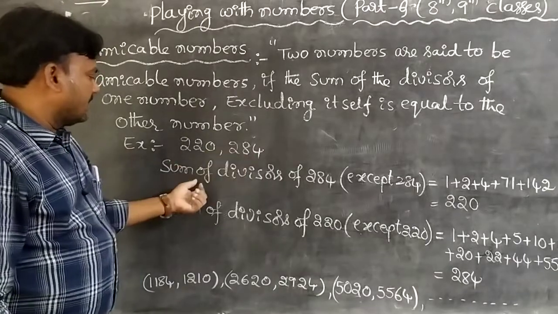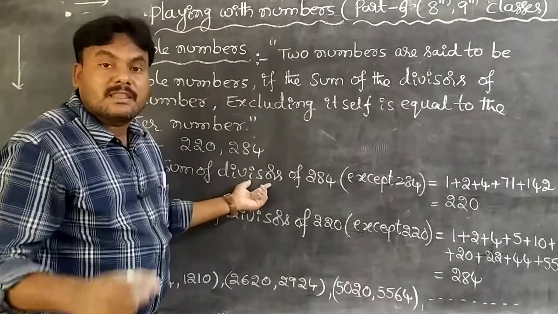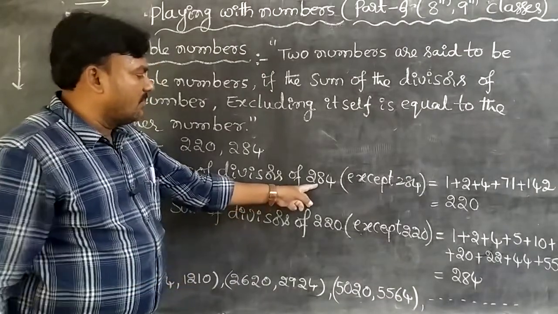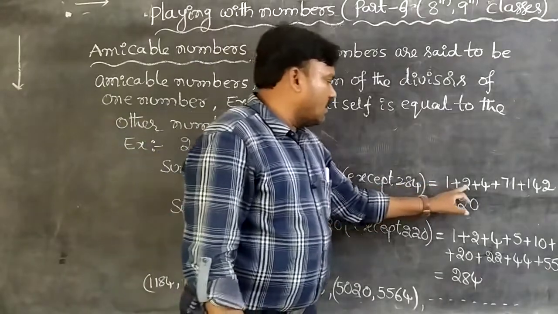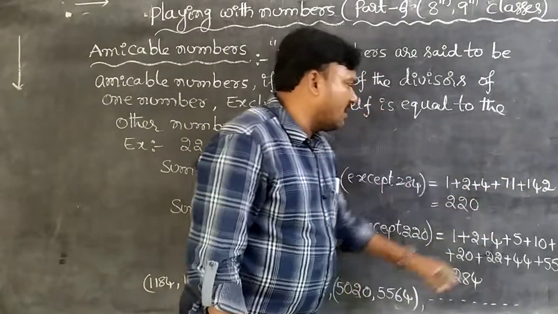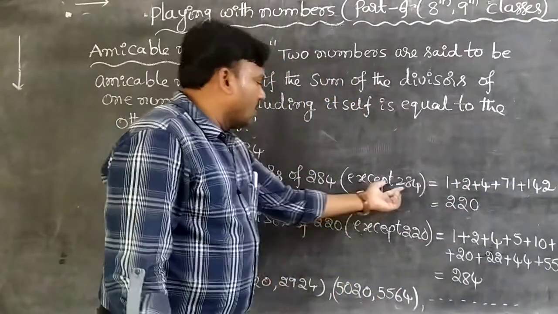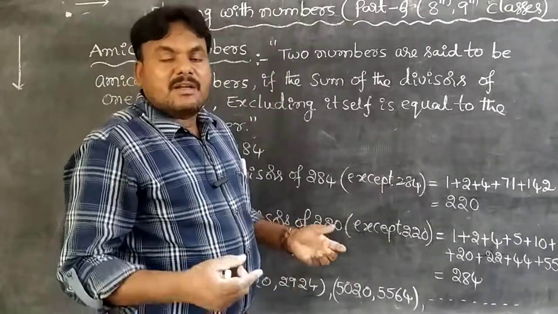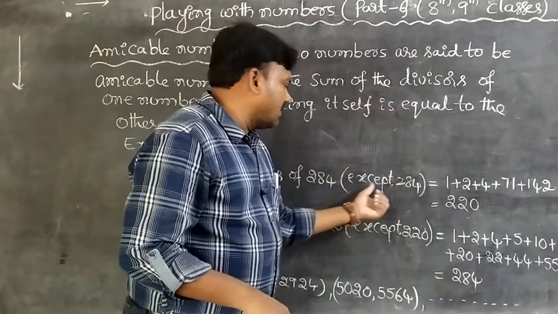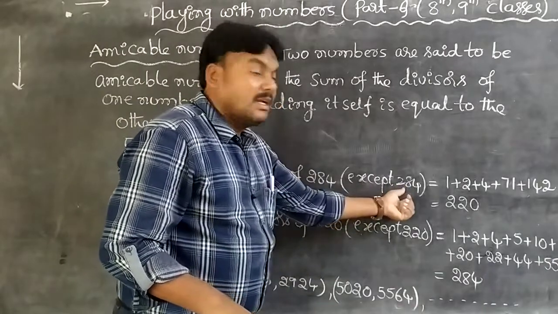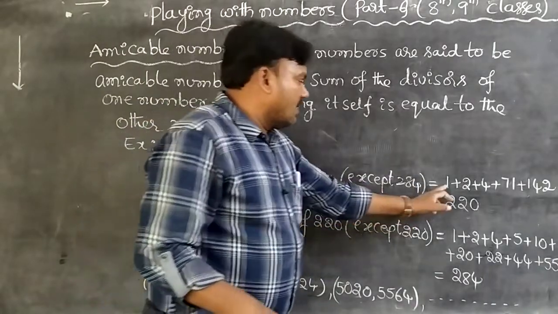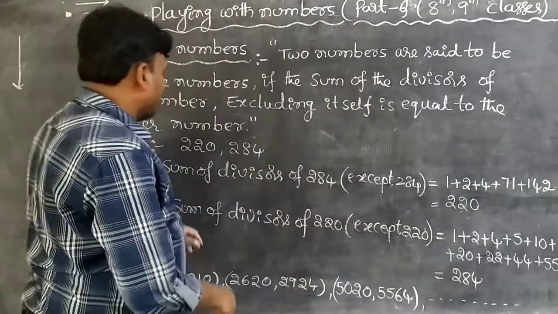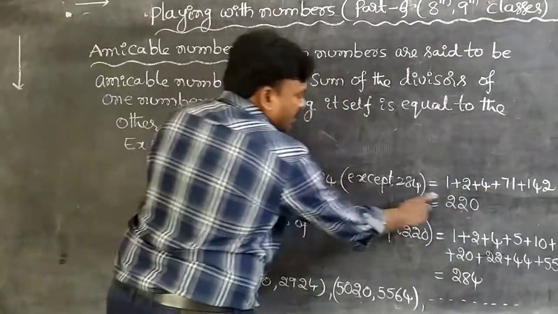First of all, I took the sum of divisors, nothing but factors. The sum of divisors of 284: which are the divisors? 1, 2, 4, 71, 142 are divisors. Here don't take 284, since every number is a factor of itself. That's why I took them except 284. Adding 1 plus 2 plus 4 plus 71 plus 142, it becomes 220. So the sum of divisors of 284 is equal to 220.